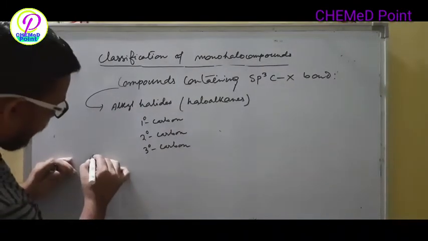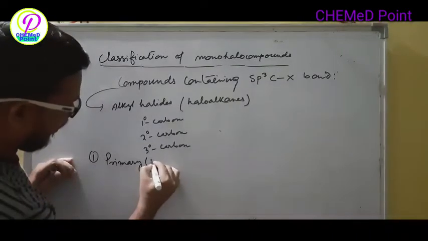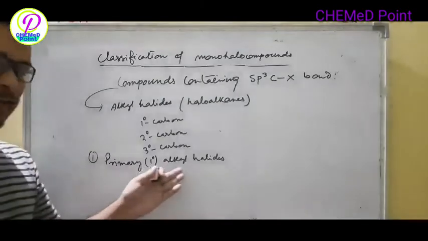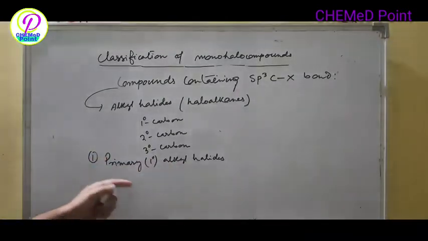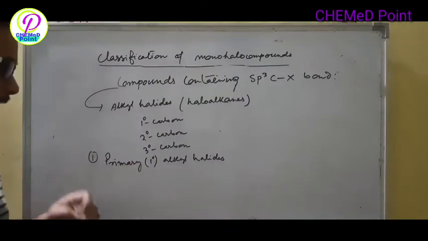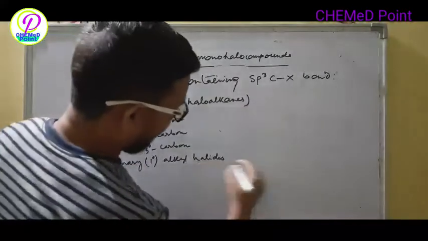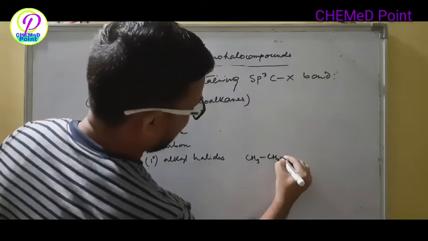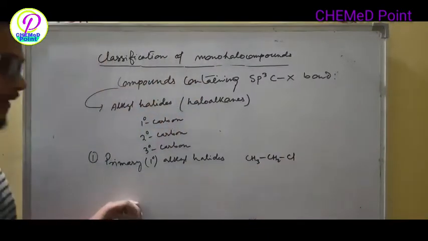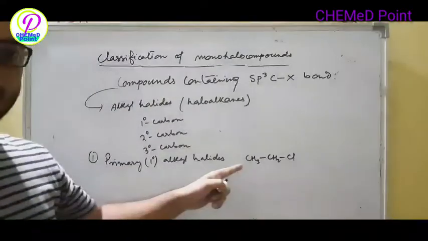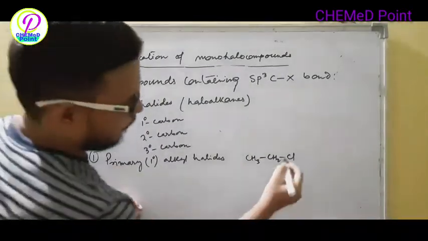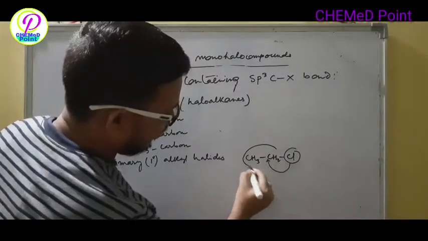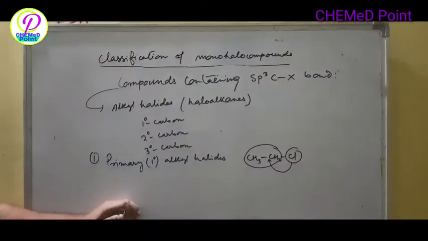On the basis of the types of carbon atom in the alkyl group, we classify alkyl halides. First one is primary or 1-degree alkyl halides. In primary or 1-degree alkyl halides, the halogen atom is attached to the primary carbon of the alkyl group. Let us take an example. Suppose CH3CH2Cl. This is an example of primary or 1-degree alkyl halides. Here you see the Cl atom is attached to the primary carbon of the alkyl group.